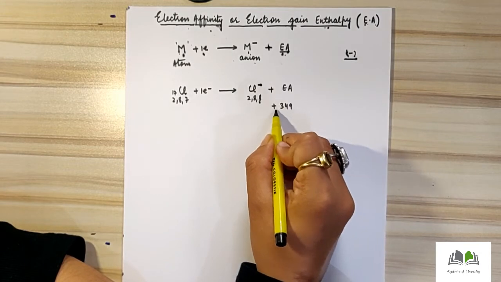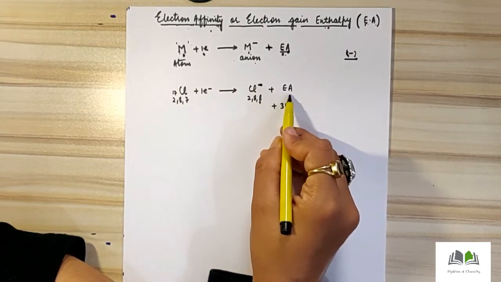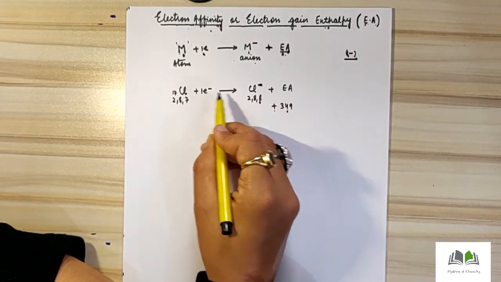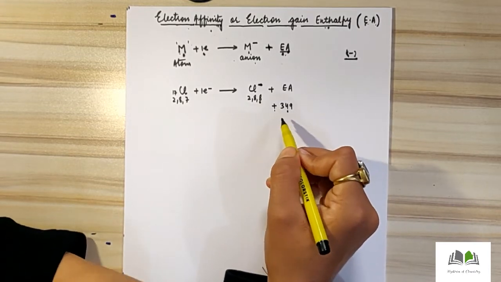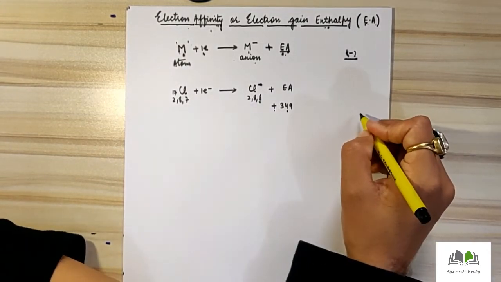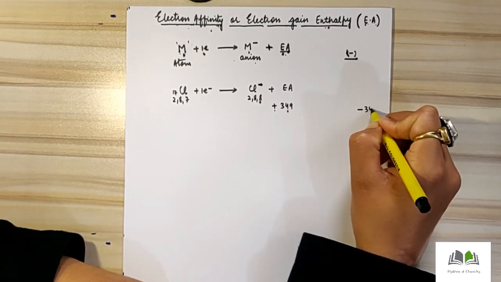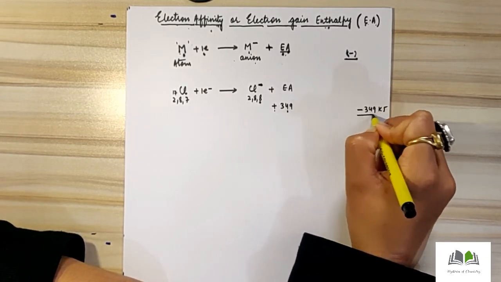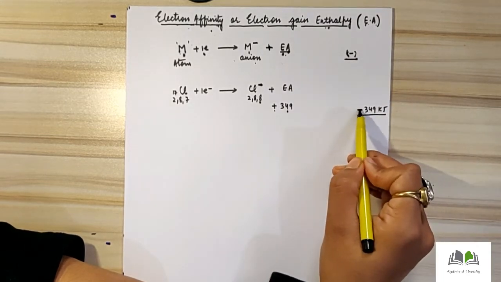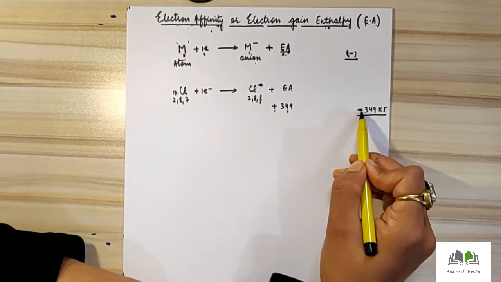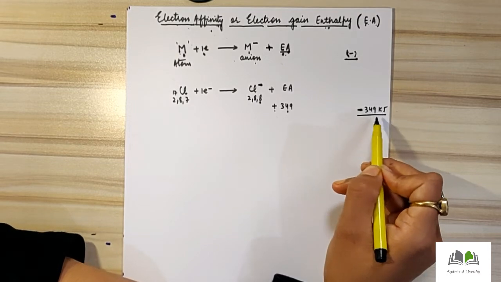Now this value, if I am writing it in the equation form, I will write plus because the energy is released. So that is why it is an exothermic reaction. But if I want to mention only the value, then what will I mention? I will mention the value as minus 349 kilojoule. So as I have told you, always we have to mention the negative sign in front of the number or the value for that energy.